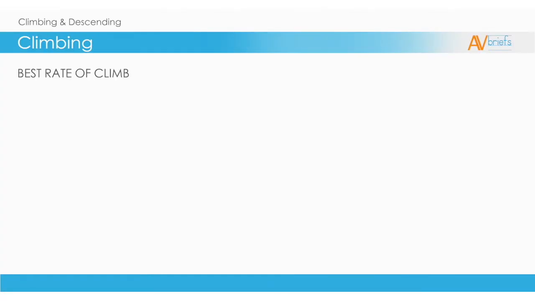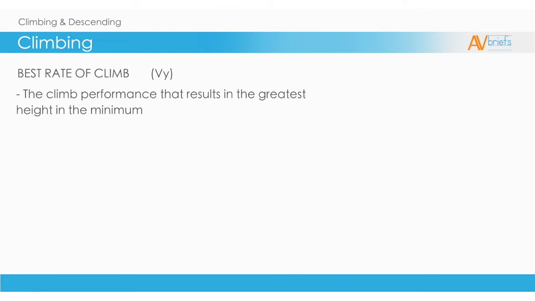The next type of climb we will look at is called the best rate of climb, or Vy. This climb gives the climb performance that results in the greatest height in the minimum time. So Vx gives the best climb in the least forward distance. And Vy gives the best climb in the minimum time. Vy is a more common climb.